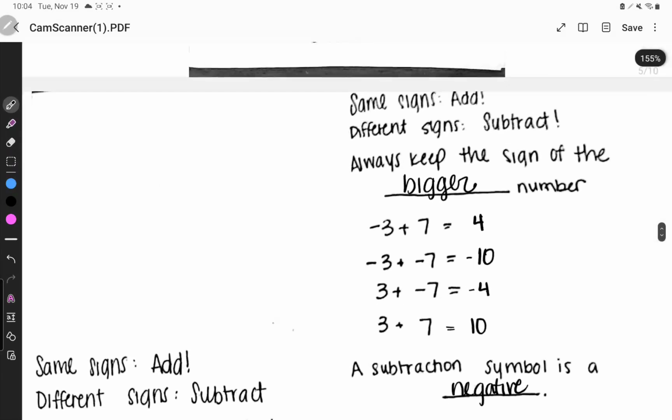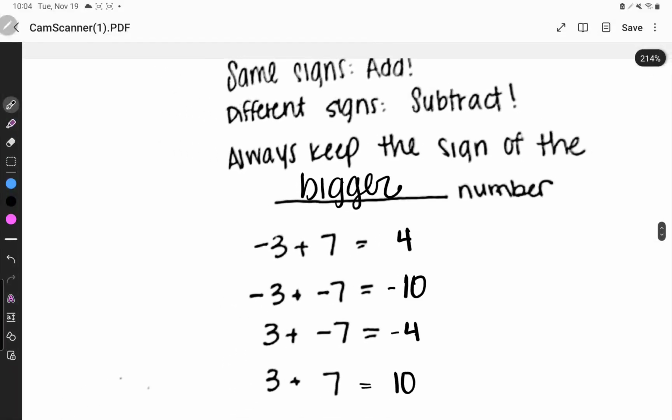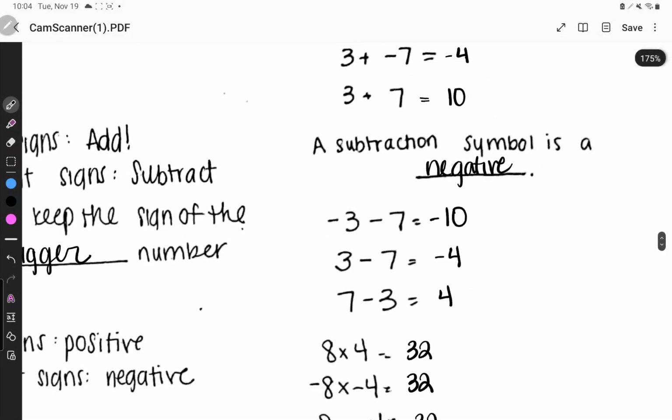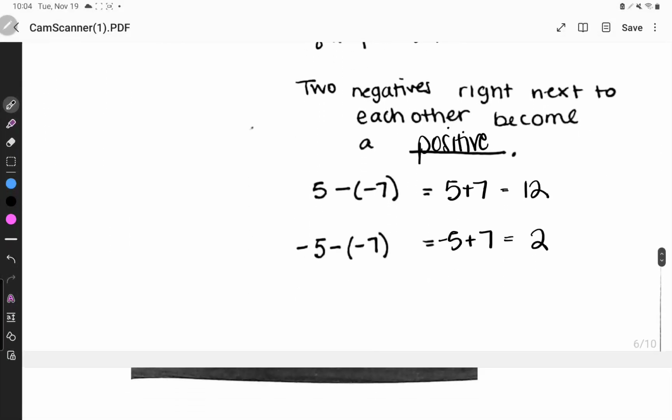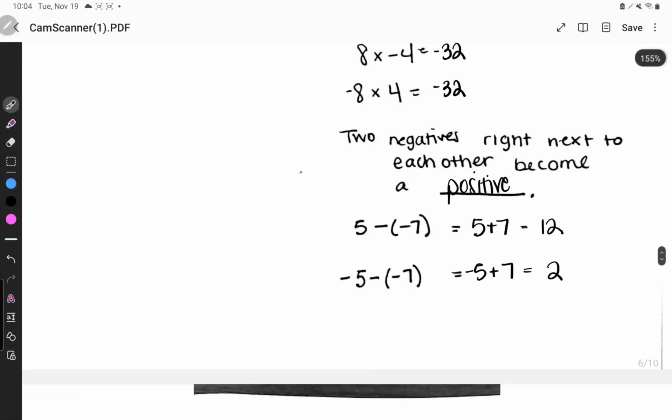I'm going to go back through just in case you need some stuff. Same signs add, different signs subtract. Whole thing right here, okay? Then here's your subtraction tab. Here's your multiplication and division tab. And then here's your two negatives right next to each other tab.